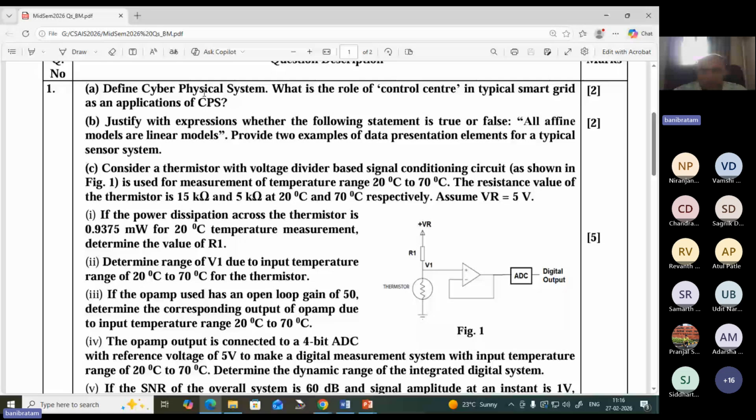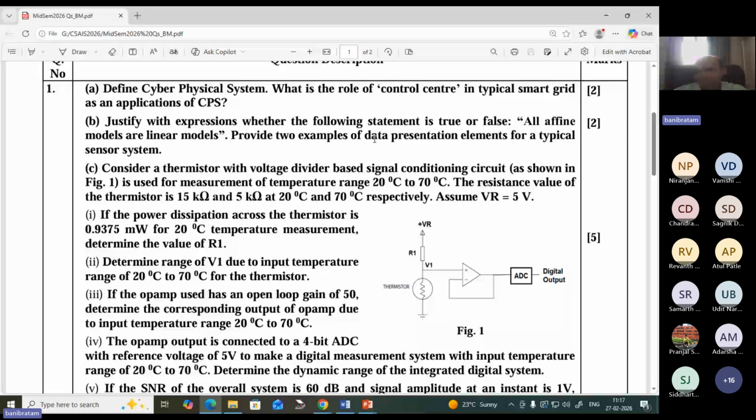That statement is false, because for linear models y equals ax, and for affine models y equals ax plus b. Is it not? So only when b is equal to 0 for the affine model can I consider it as a linear model, right? So that was also discussed.